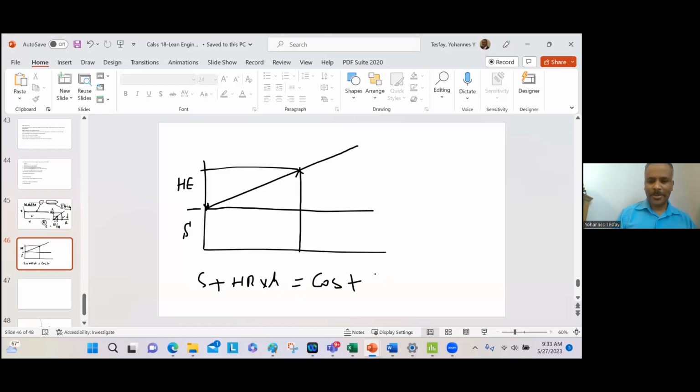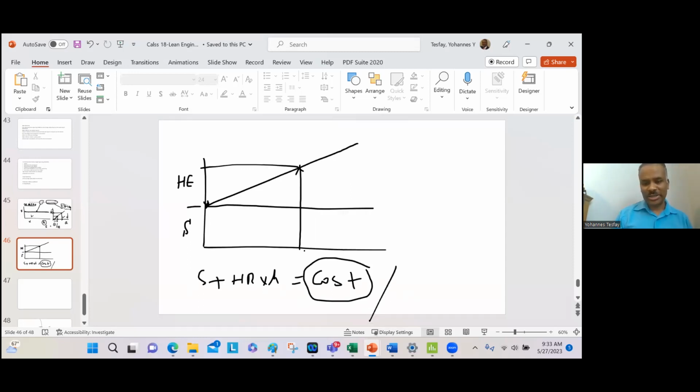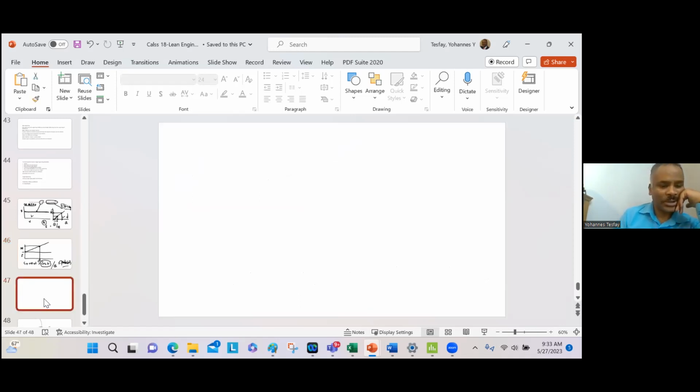Cost will be the input divided by the quantity Q. You see, this is quantity. This measures productivity. Is it clear? Just like that. So this curve gives me the productivity metric.